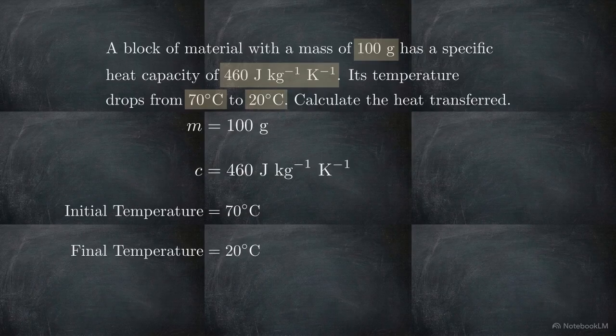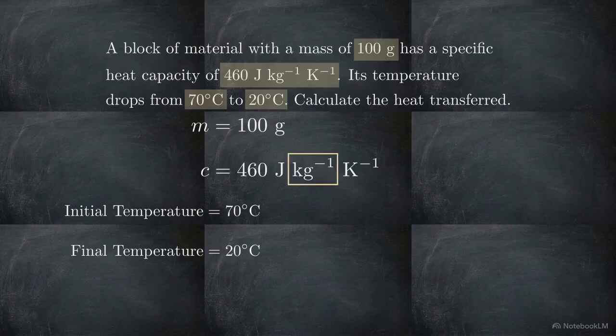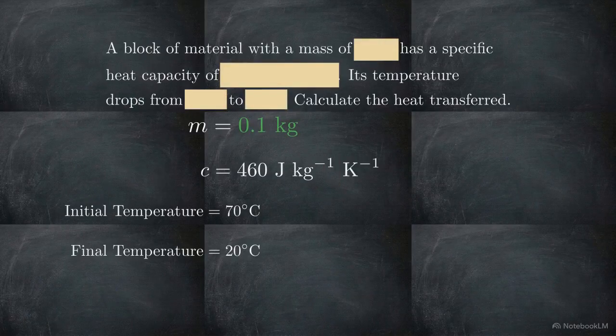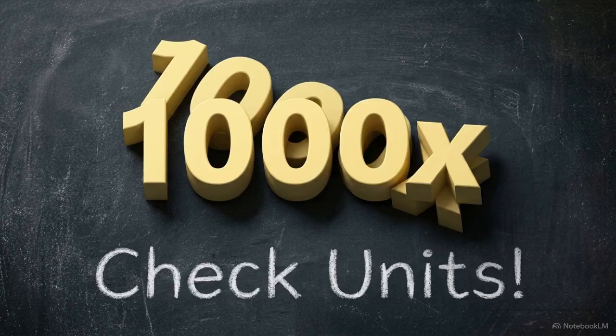We have to be careful right here. Look at the unit for specific heat capacity. It is measured per kilogram, but our mass is currently given in grams. To fix this, we convert grams to kilograms. Since 1,000 grams make 1 kilogram, we divide 100 by 1,000, leaving us with a mass of 0.1 kilograms. Standardizing these units first is essential. Missing this step leads to an answer that is incorrect by a factor of 1,000.